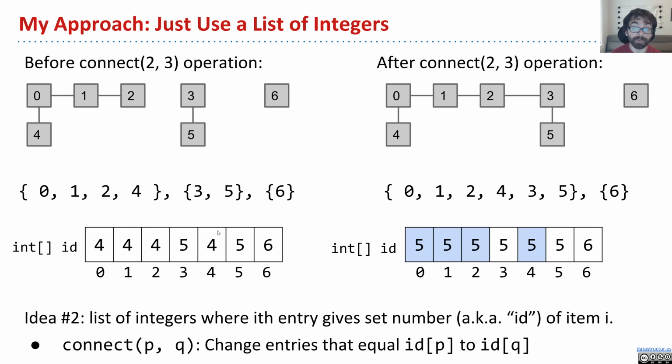When we do a connect operation, if we try and connect, say, 2 and 3, we make sure that all of the items that had the set ID equal to 2 now have the set ID that the item 3 had. So in this case, we see that 4 items turn into 5s. Okay. So that's it. And the really nice thing about this approach is that while connect is still costly because we have to set a bunch of numbers, isConnected will be much faster.